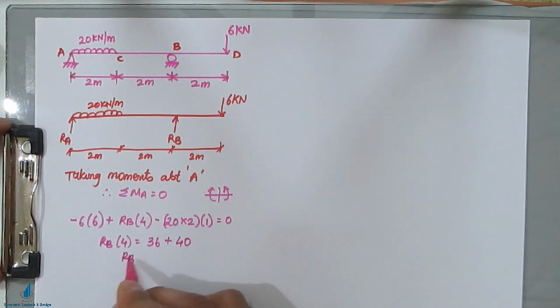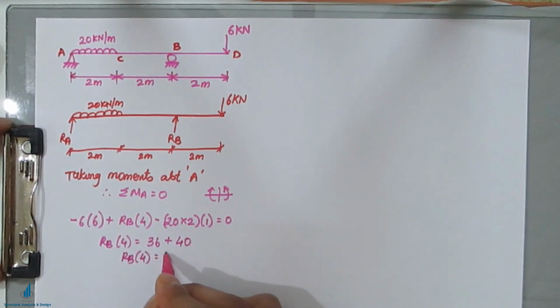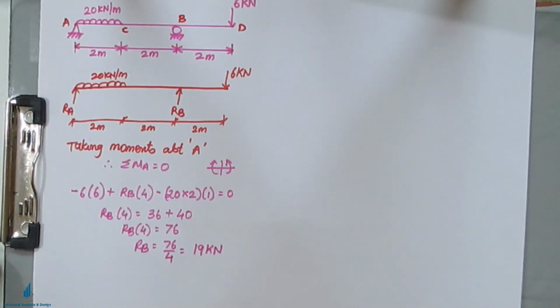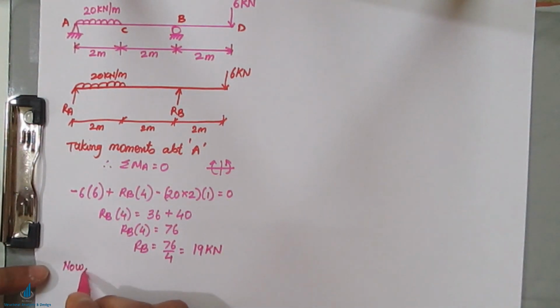So RB into 4 equals 76. So RB is equal to 76 divided by 4, which becomes 19 kilonewton. So RB is now 19 kilonewton. Okay, so we have got the first reaction RB. Now we have to calculate RA.